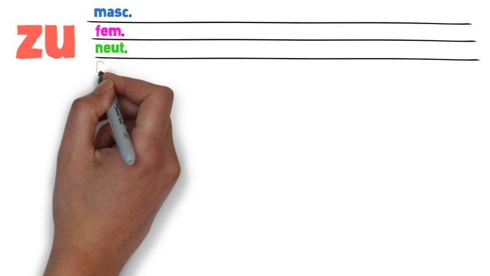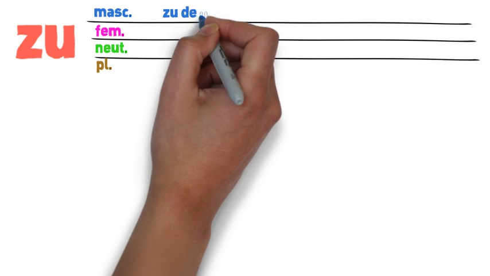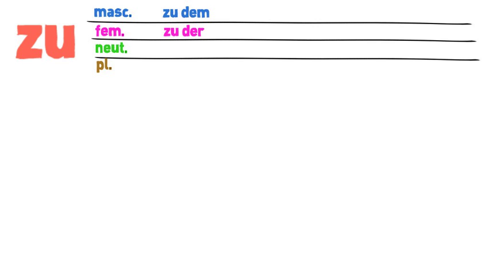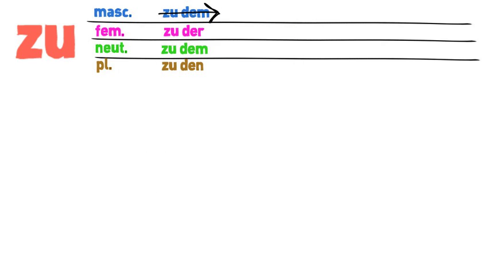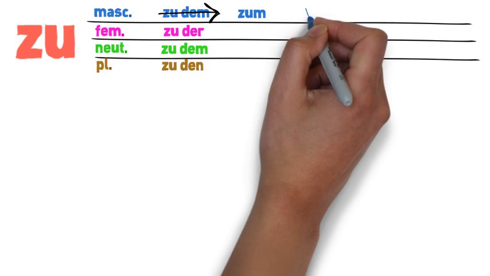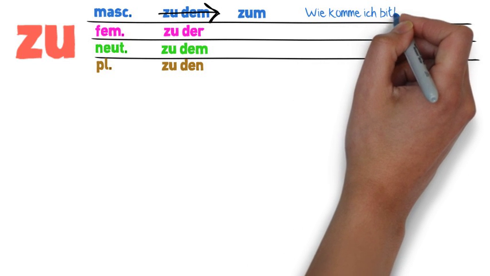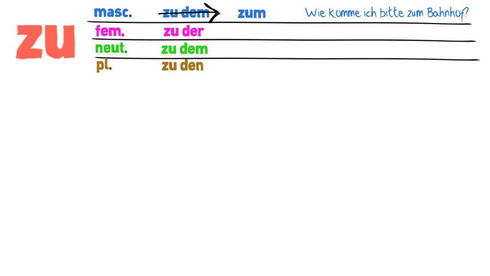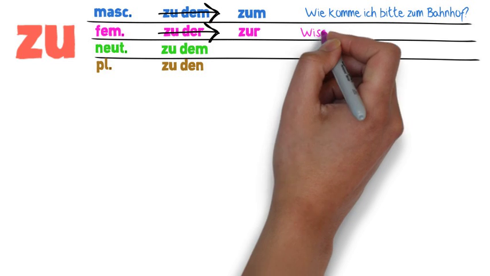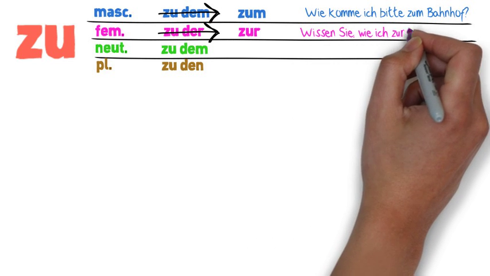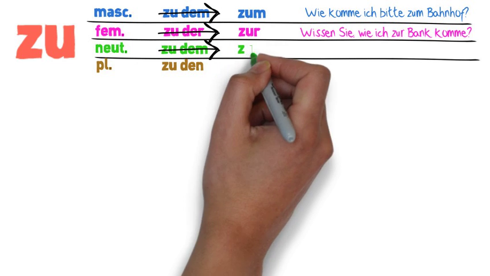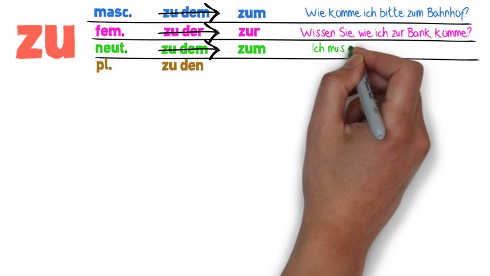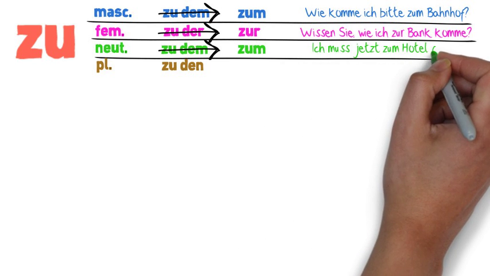With the various genders in the dative case, our options should be zu dem, zu der, zu dem, and zu den. However, zu dem is always contracted to zum, as in, wie komme ich bitte zum Bahnhof? Keep in mind that zum is only one word, but in English it would be 2 words, to the. Similarly, zu der is contracted and becomes zur, as in, wissen Sie, wie ich zur Bank komme? The neuter form is also contracted to zum, ich muss zum Hotel gehen.